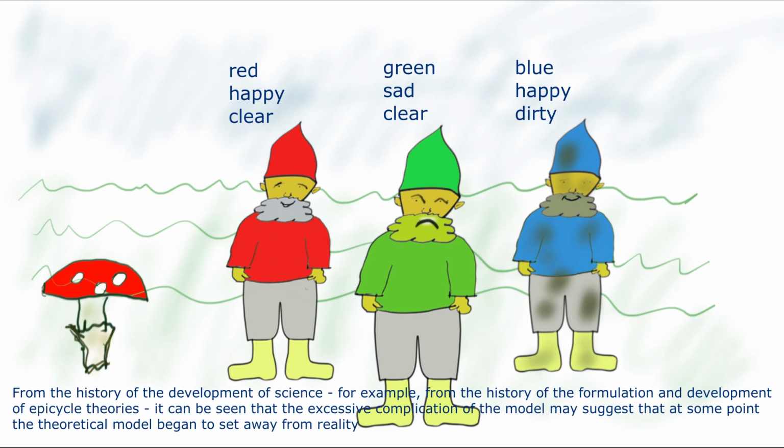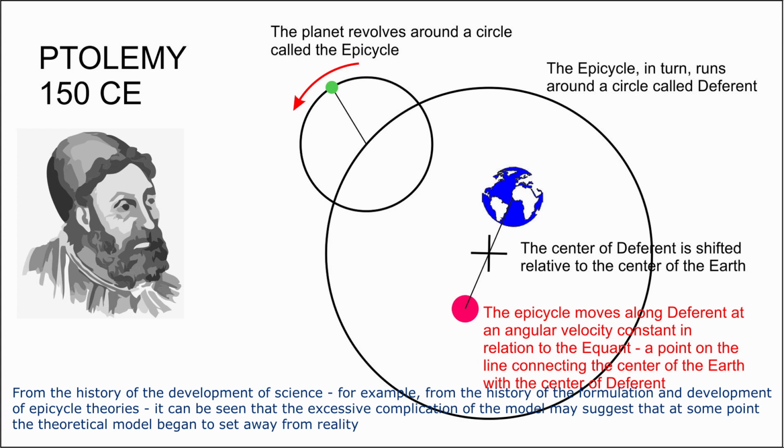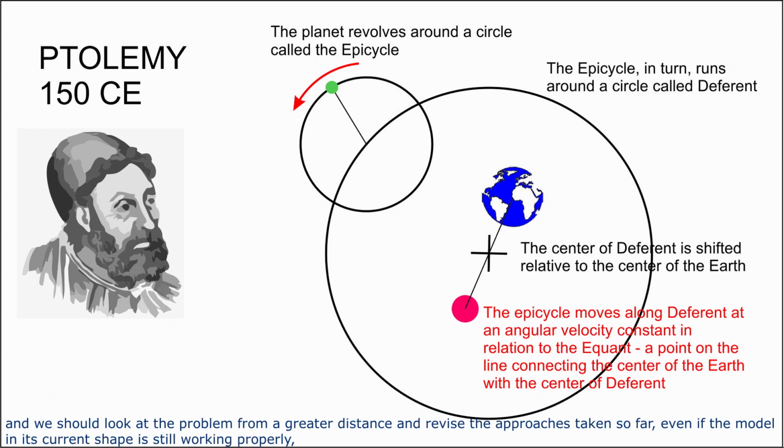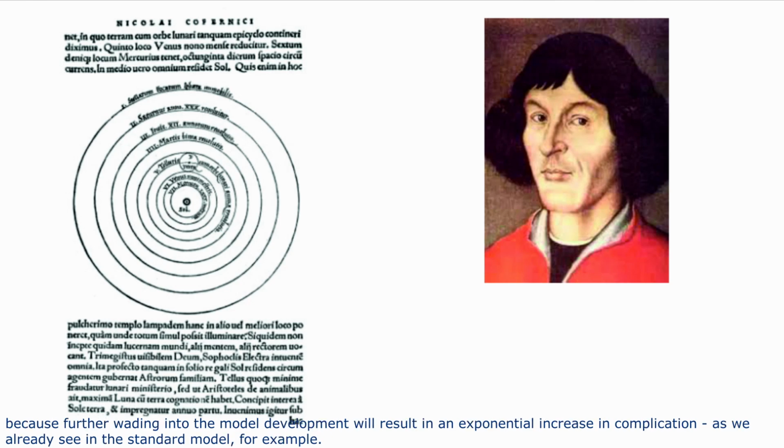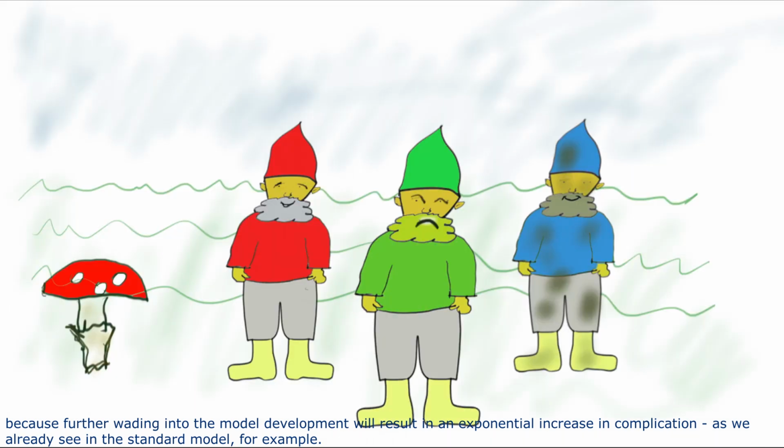From the history of development of science, for example, from the history of the formulation and development of epicycle theories, it can be seen that the excessive complication of the model may suggest that at some point the theoretical model began to drift away from reality, and we should look at the problem from a greater distance and revise the approaches taken so far, even if the model in its current shape was still working properly, because further wading into the model development will result in an exponential increase in complication, as we already see in the standard model, for example.